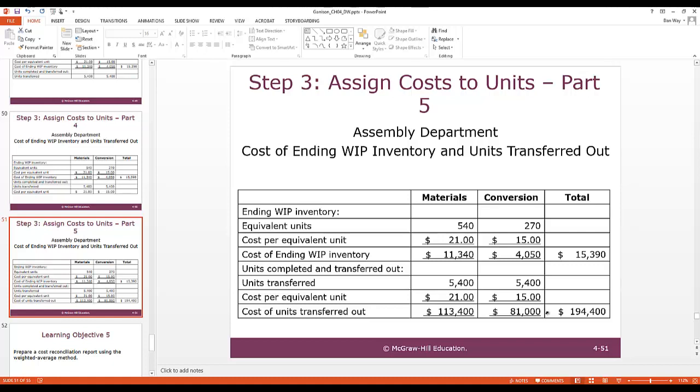So somewhere in our journal entries and our T accounts, we would see $194,400 moving from the work in process account in the assembly department to the work in process account for our next department, or to finished goods if those things were ultimately completely done after they'd been assembled. Okay, so somewhere we'd see this flow of costs out of assembly and into somewhere else.